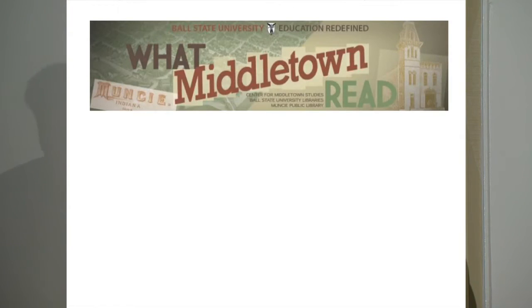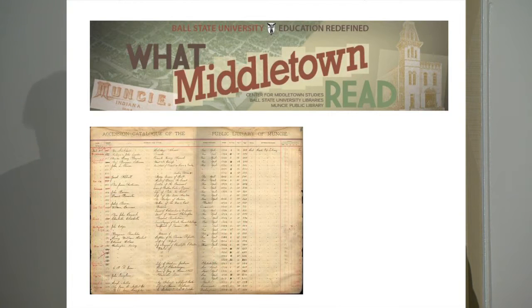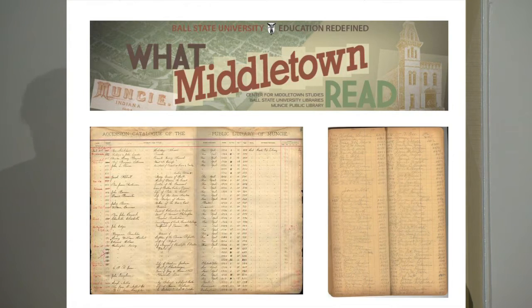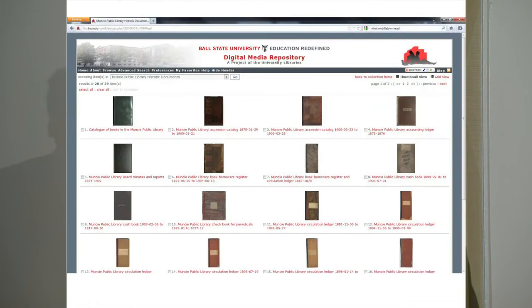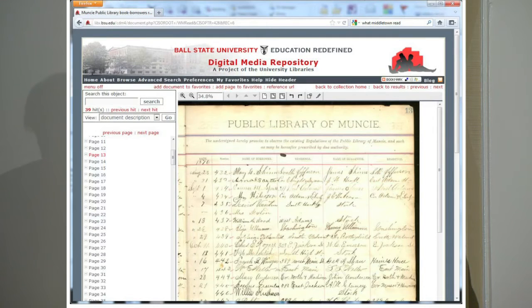And I'll begin with the complete one, the What Middletown Read project, which began a few years ago when a literature professor at Ball State began poking around in the attic of our public library. And he found some dusty books which turned out to be the accession catalogs and the transaction ledgers from the late 19th century of the public library. And so we digitized them, as we do with other materials, placed them into the DMR alongside our other collections so that you could browse through them on the page level. We also fully described them to be discoverable and intersearchable with the other DMR assets.